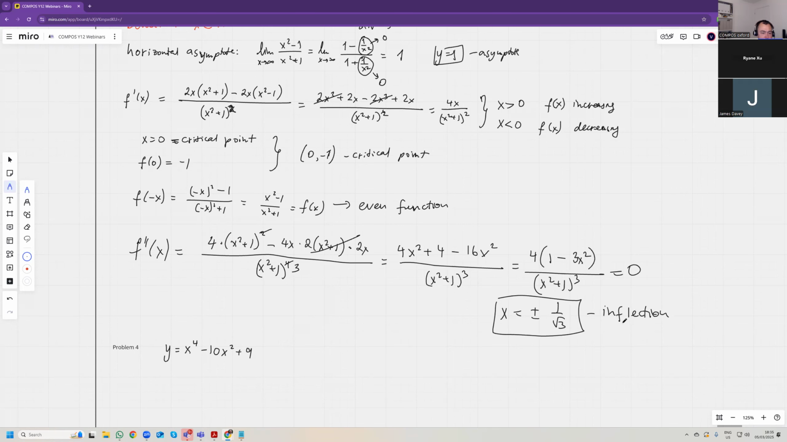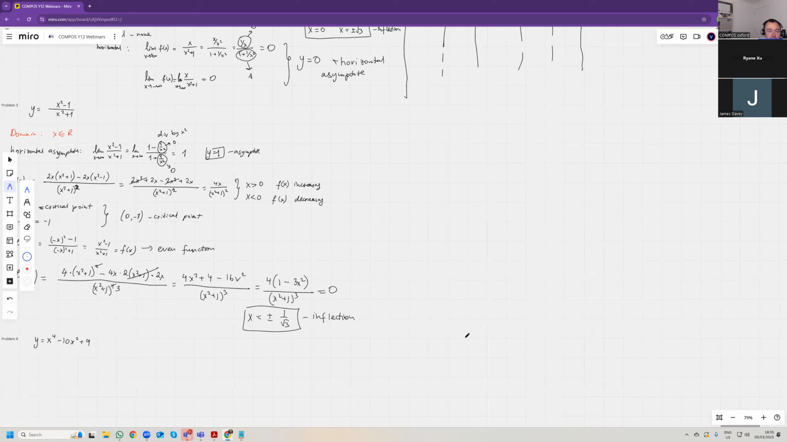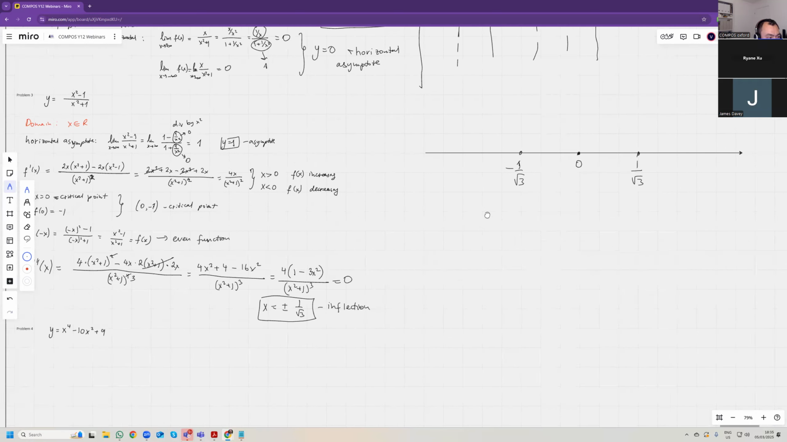Okay. So we draw the table. We put the interesting points. So we have 0. We have 1 over root 3. We have minus 1 over root 3. Is that it? Looks like it. Yeah.